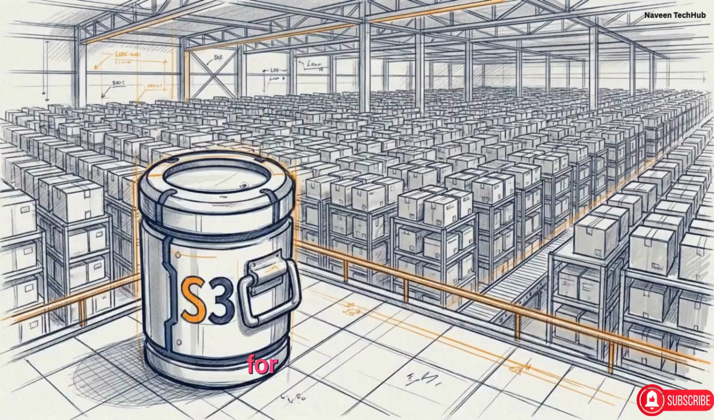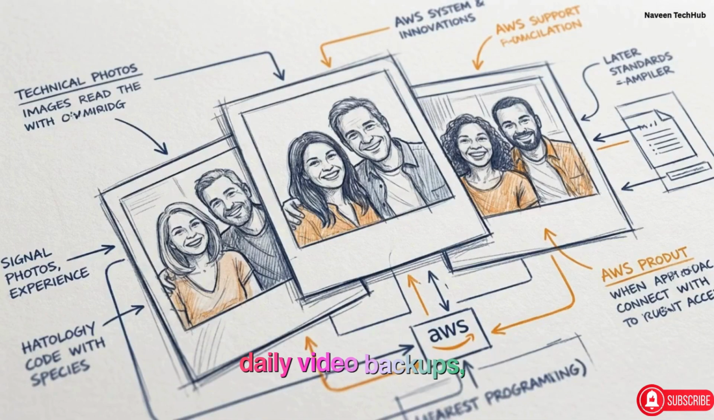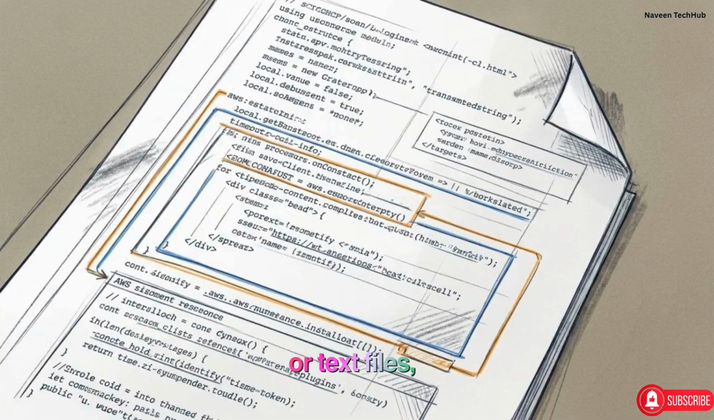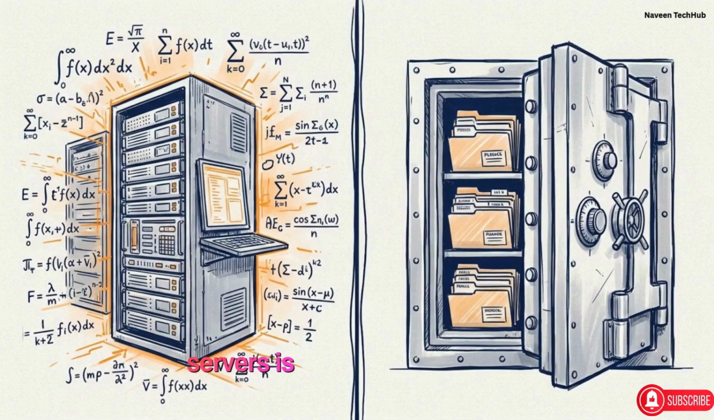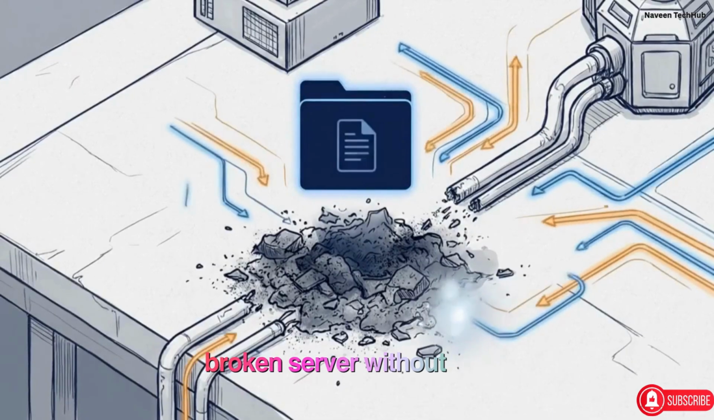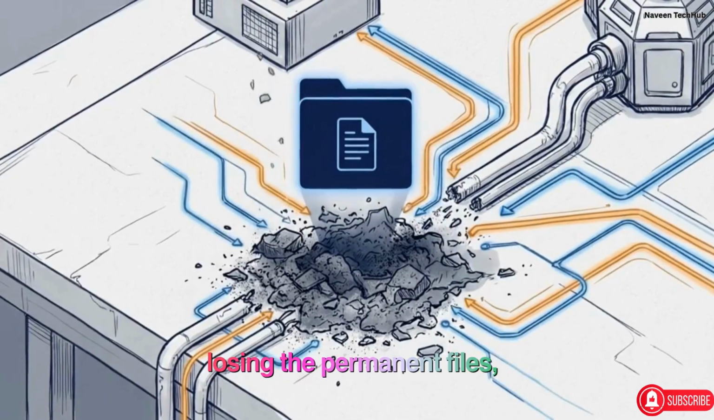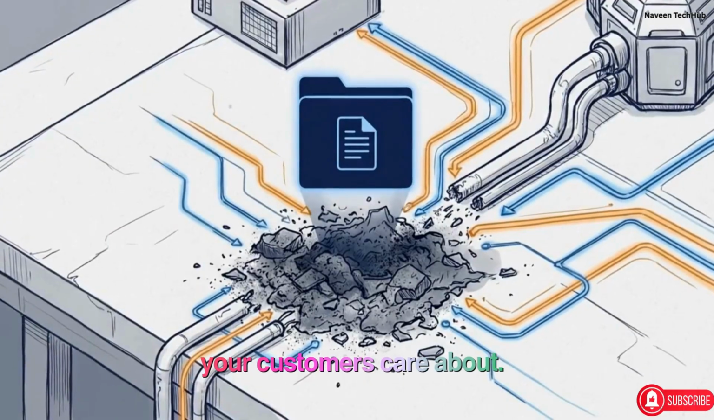Finally, for everything else, there is Amazon S3. This is a vast, inexpensive public warehouse designed to hold massive amounts of everyday files. Whether it's millions of profile pictures, daily video backups, or website text files, S3 stores them safely and lets anyone with permission access them via a simple web link. Keeping your storage separate from your actual computing servers is incredibly powerful. It means you can completely delete and replace a broken server without ever losing the permanent files, images, and data that your customers care about.